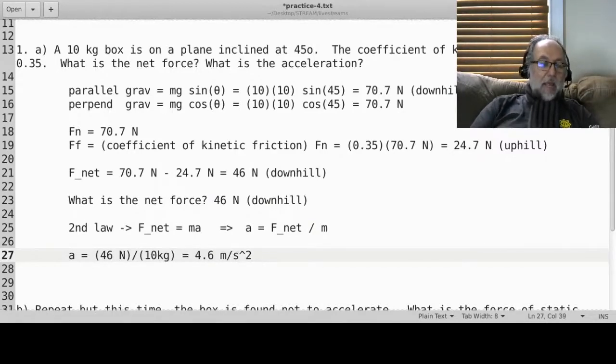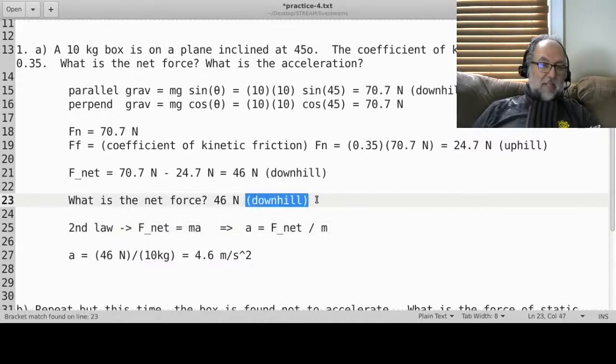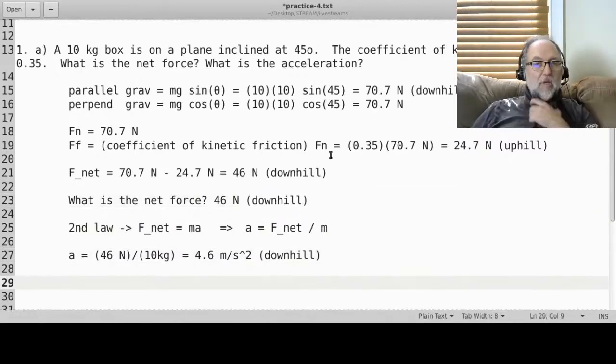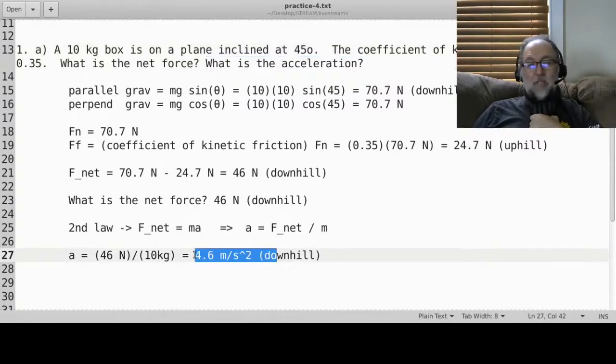Okay, and the direction, Newton's second law not only tells you how to calculate the acceleration, but also tells you that the direction of F net and the direction of the acceleration have to be the same, and so obviously the acceleration is in the same direction as F net. Okay, so that answers that second question. What is the acceleration? You should always ask yourself the question, does 4.6 meters per second squared make sense? Well, it has to be bigger than 0, otherwise it's not moving.